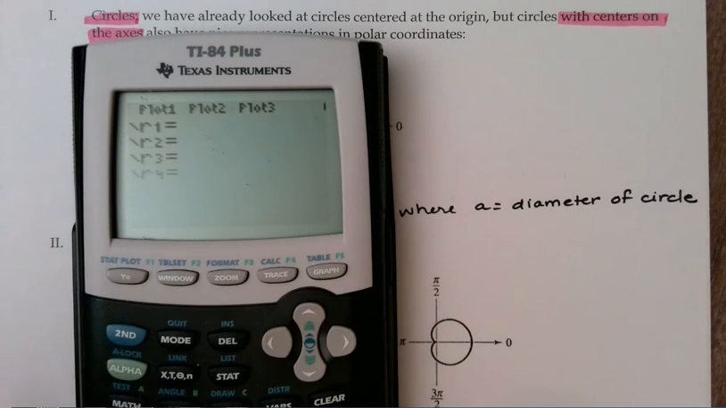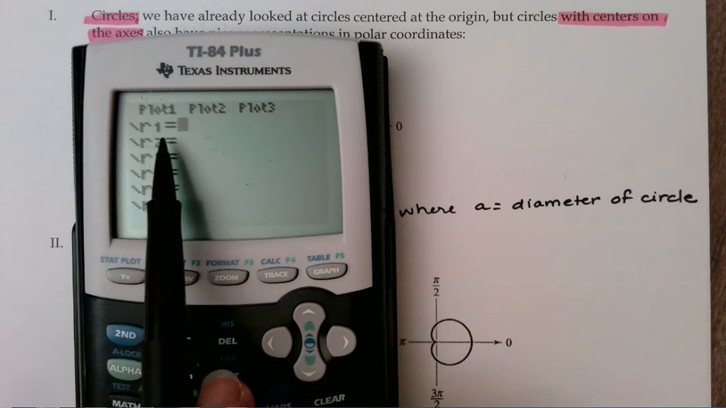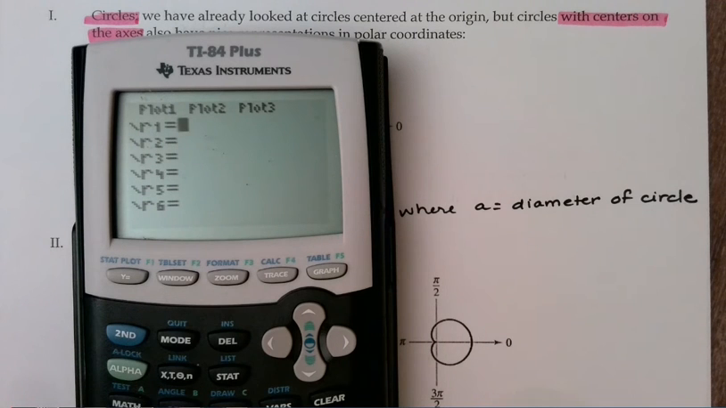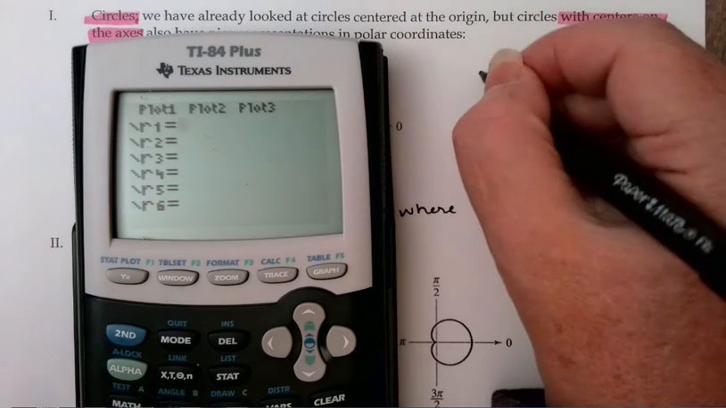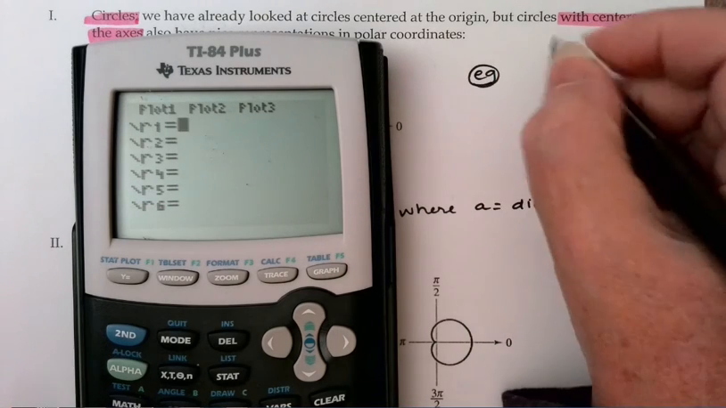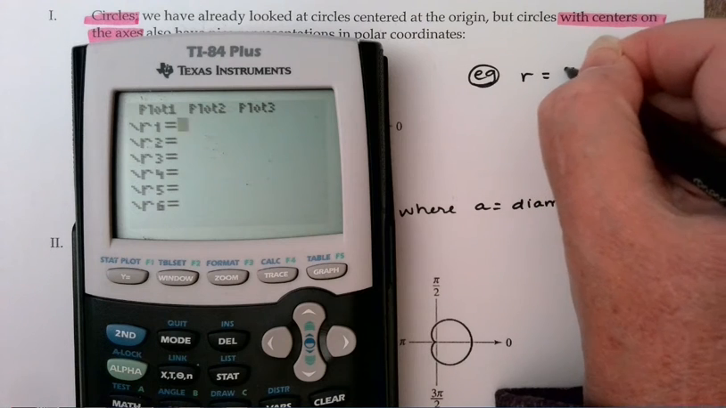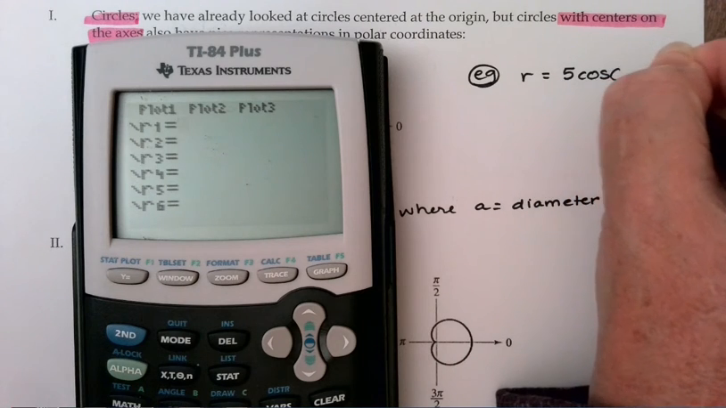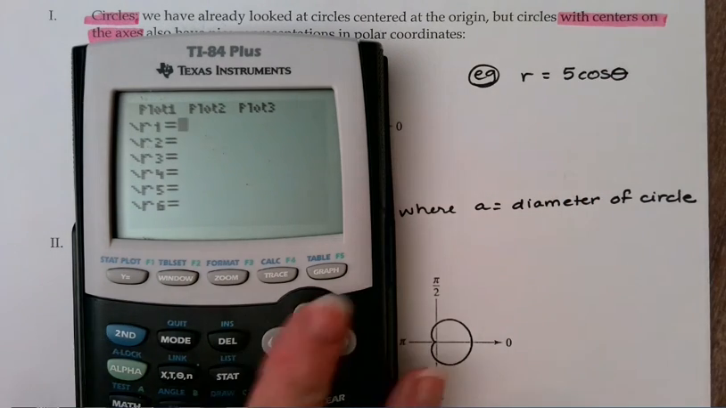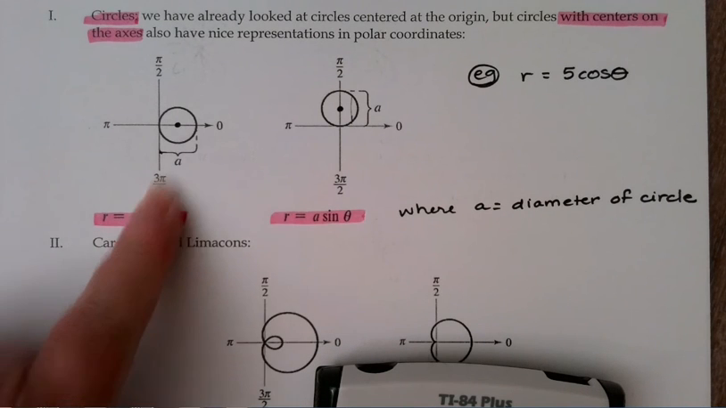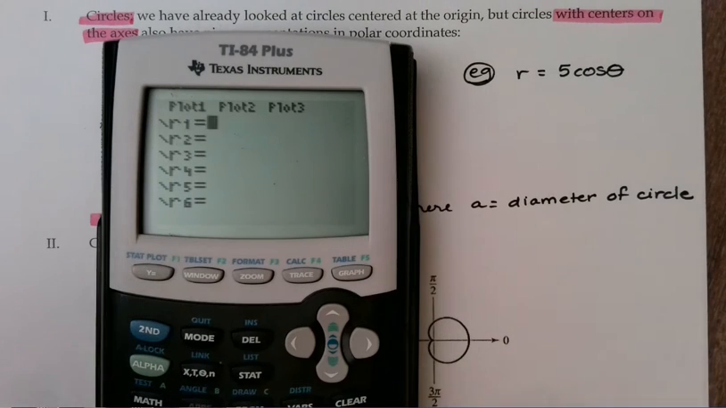And now when you go to y equals, notice automatically you're given the form r equals instead of y equals. So I'm going to graph 2 examples. Let's first graph r equals 5 cosine theta. Based on this, cosine should have its center on the x-axis with a diameter of 5. Let's try it out.